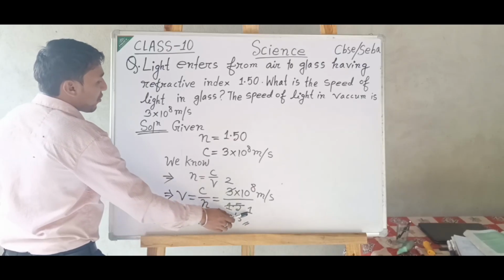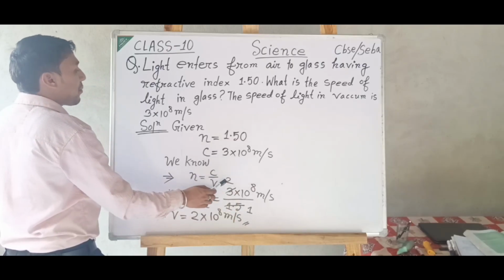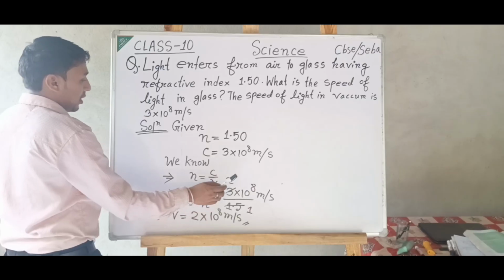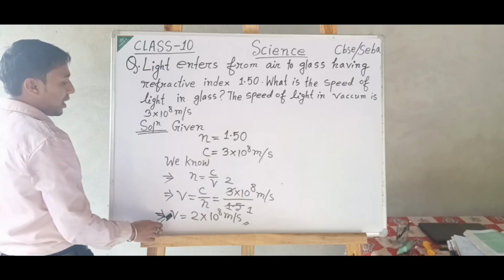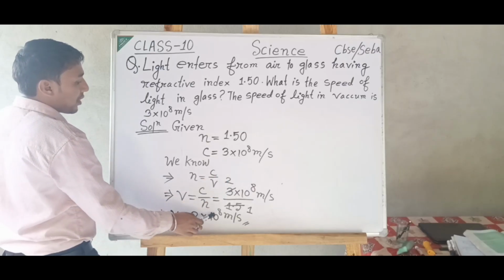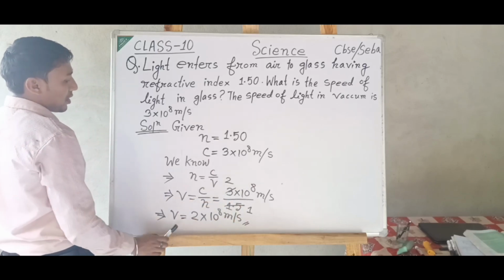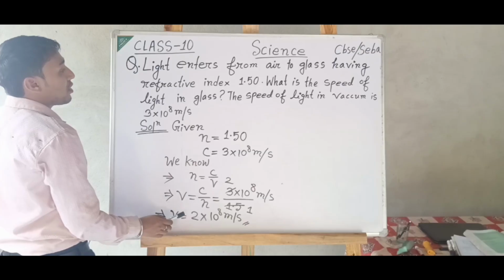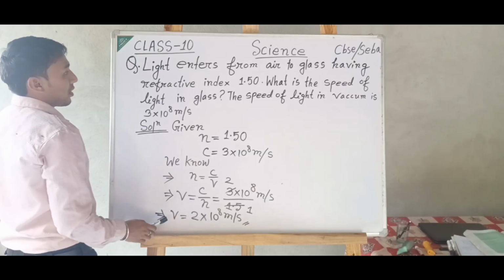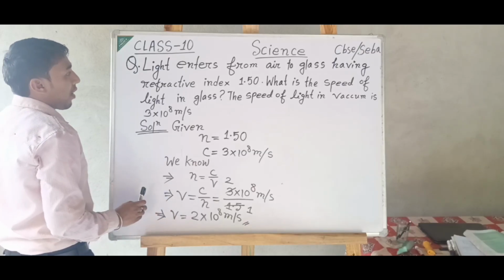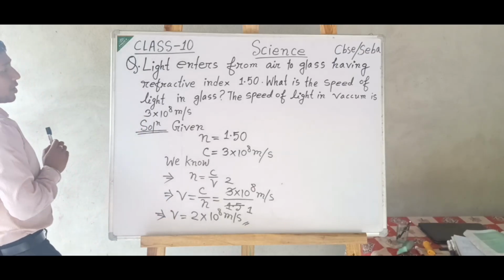1.5 one time is 1.5, 1.5 two times if I have to multiply, then become 3. Now the value of V equal to 2 into 10 to the power 8 meter per second. From here you just write as it is, and this is the speed of light in glass. So finally I have completed the answer for this question. Thank you.